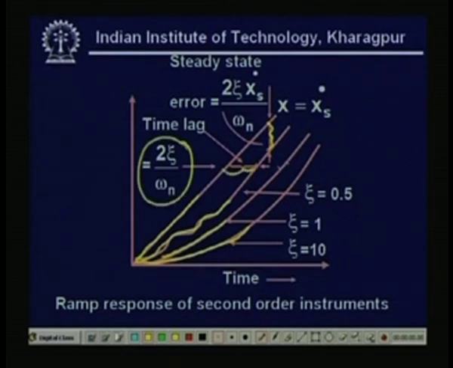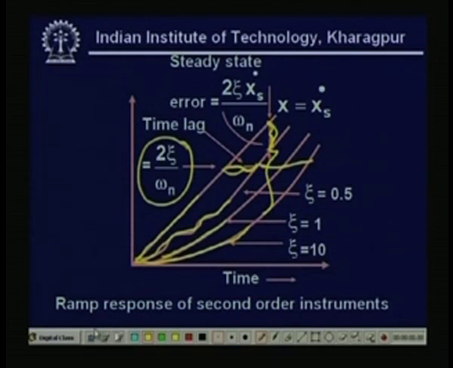So, in the case of the overdamped system, this will be our error and our time lag will be this much. Obviously we can see that if it is underdamped, after a few oscillations it will start to follow the input. Actually, in fact, this and this should be parallel to each other, and asymptotically these two also should be parallel to each other, because at steady state response all the transient part will die out, only the particular integral will remain. So, this is the response of a second order system for a ramp input.